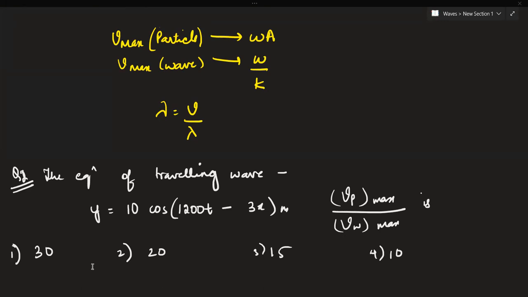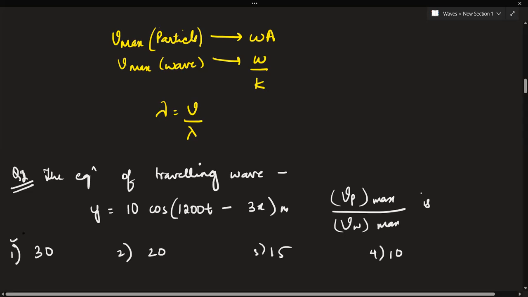Yes, both of you. It will be 30. Simply it will be k multiplied by A, because omega will get cancelled. Fine. Then I don't need to discuss this. So the correct answer was 30 only. It will be Ka, not omega A. These two omegas will get cancelled. K is 3, A is 10.